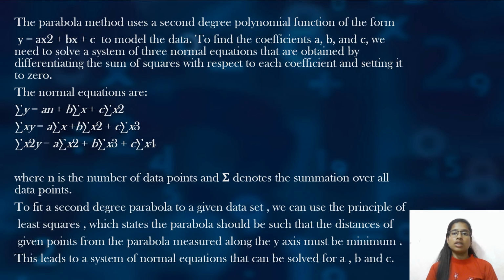As I told, the polynomial function is in the form of y = ax² + bx + c, in which a, b, c are the unknown coefficients. It can be solved by using the three normal equations. So these are the three normal equations, in which the summation denotes the summation over all data points, and n is the number of data points, whereas a, b, c are the unknown coefficients.